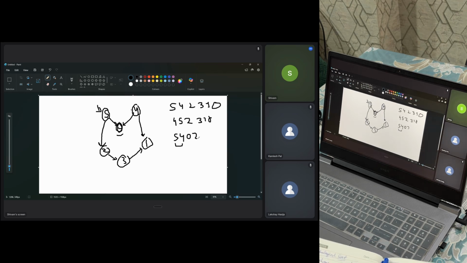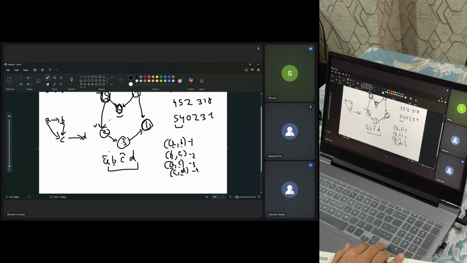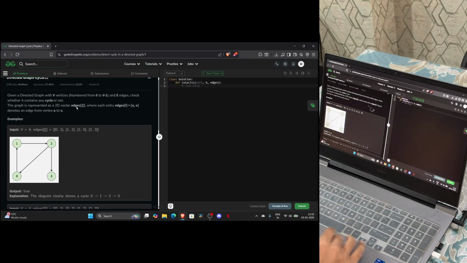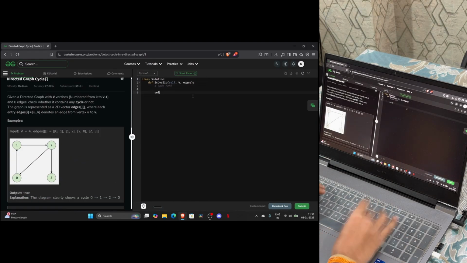After understanding the theory, I moved to applying it practically. I solved the cycle detection problem for an undirected graph on GeeksforGeeks. And next I'll walk you through the exact DFS-based approach step by step, along with terminal clips.